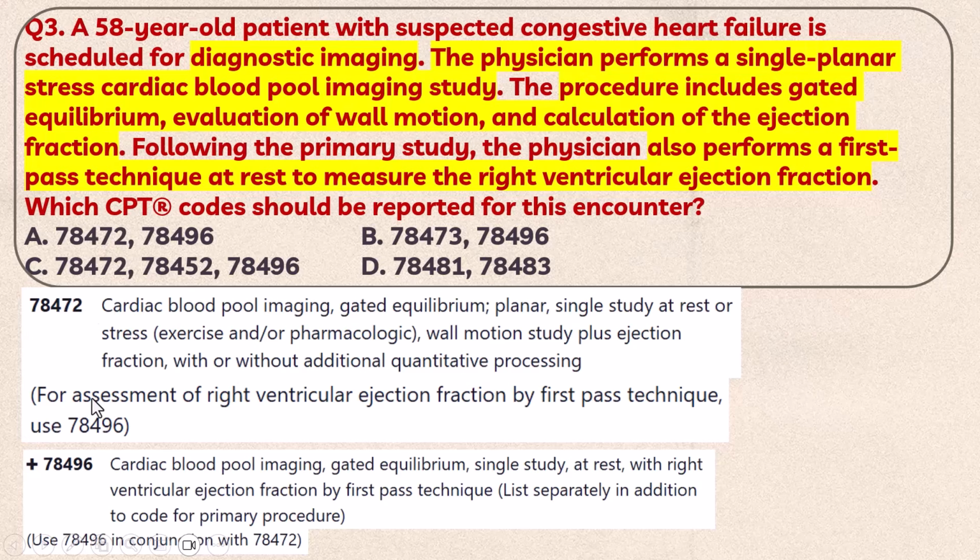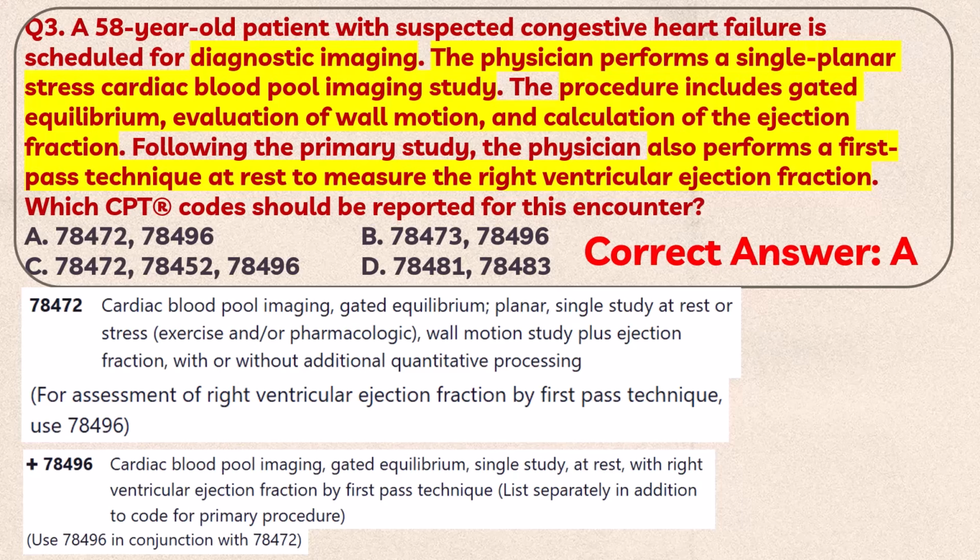In the code description within bracket, it says for assessment of right ventricular ejection fraction by first pass technique, use 78496. So once you go to 78496, that is the secondary procedure, it says cardiac blood pool imaging, gated equilibrium, single study at rest with right ventricular ejection fraction by first pass technique. So when you read the secondary here, following the primary study, the physician also performs a first pass technique at rest to measure the right ventricular ejection fraction. So that is the case here. So you have to use both codes in conjunction. So the correct answer will be answer A. That is 78472 and 78496.